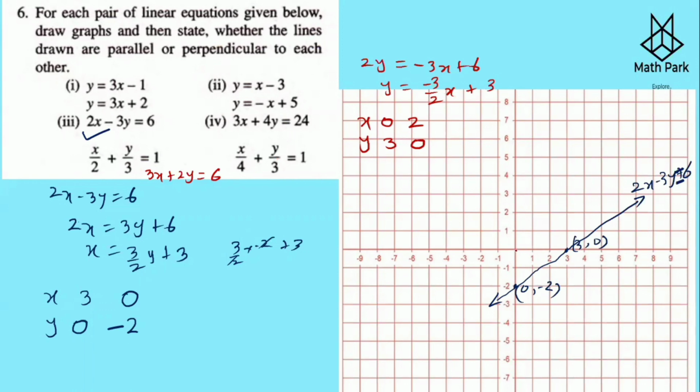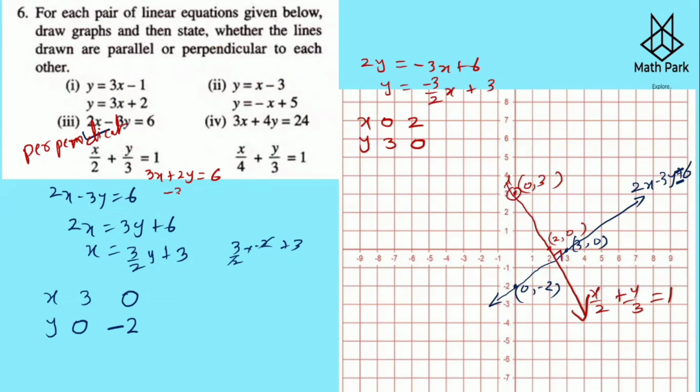So x is 0, y is 3 is this point, 0, 3, and 2 comma 0 is this point. Let us draw this line, and you can find that this line is perpendicular. It meets the other line at 90 degrees. So this is the line x by 2 plus y by 3 is equal to 1, and these lines are perpendicular.